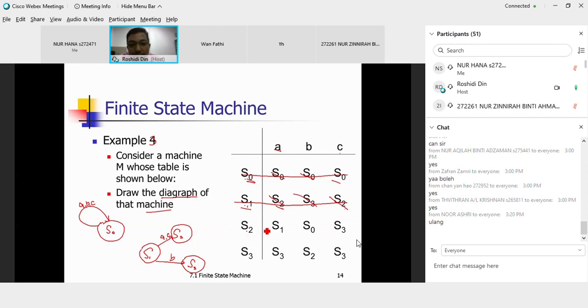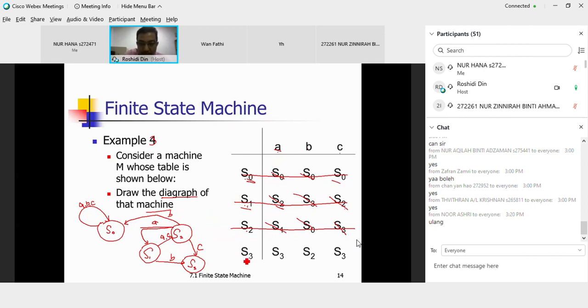Third row. We focus on S2. S2 maps to S1, A. S2 maps to S0, B. Finish. S2 maps to S3, C. Then finish the third row.